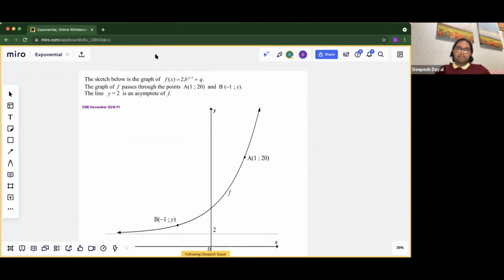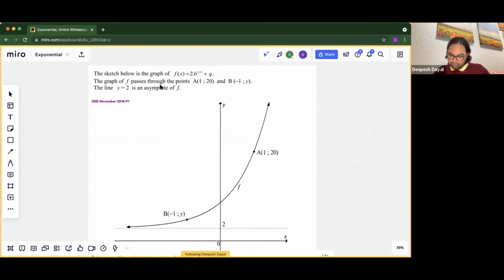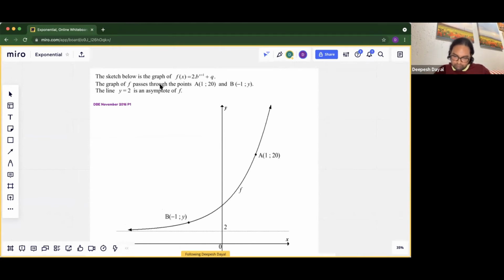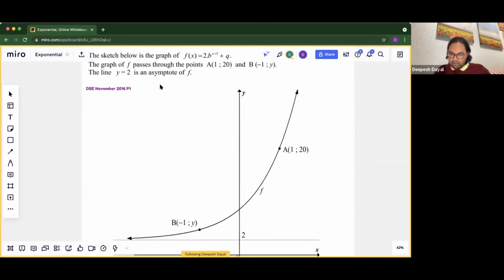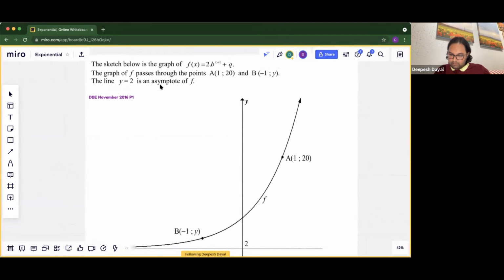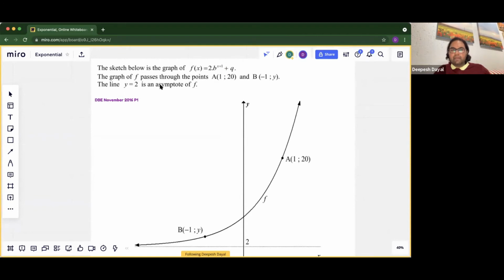Okay, we've got another graph here. Okay, so this one here. The sketch below is the graph of f(x) equals 2 times b to the x plus 1, plus q. Wait, how can I make this better for you? I think that's fine. Okay. 2 times b to the x plus 1, plus q. The graph of f passes through the points A(1; 20) and B(-1; y). The line y equals 2 is the asymptote of f.